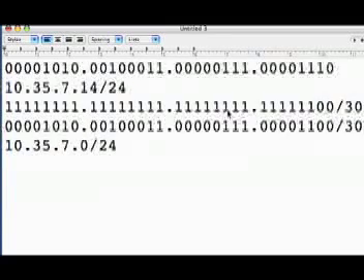So here's our IP address on the /30. Here is our network mask. We do a bitwise AND, and then this is our network. So our network for 10.35.7.14/30 is 10.35.7.12/30.